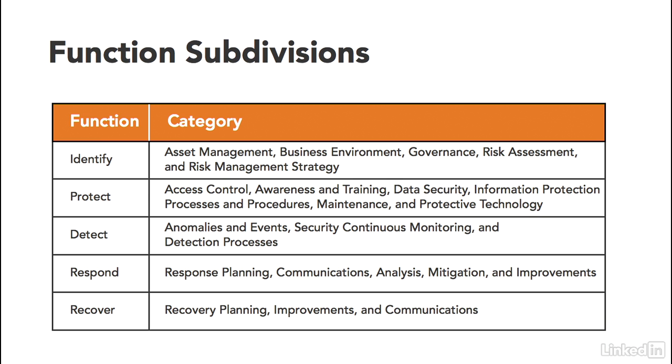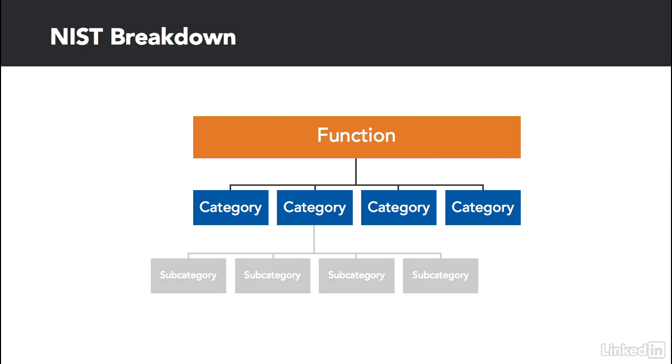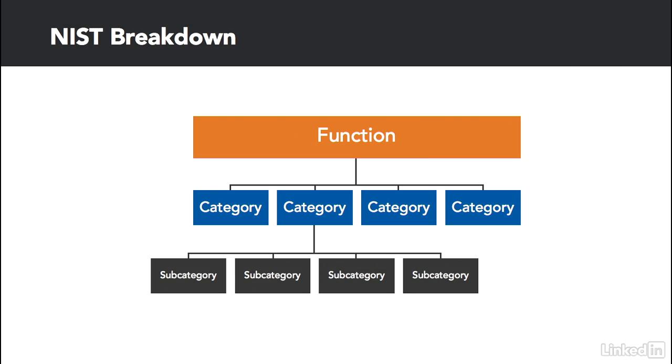For example, we can see that the Detect group decomposes into the 3 categories of anomalies and events, security continuous monitoring, and detection processes. A category is further decomposed into a set of subcategories, each of which is an activity described as a process and its associated compliance criteria. Subcategories include informative references, which are sections of standards or guidelines which describe how to implement and operate the process.